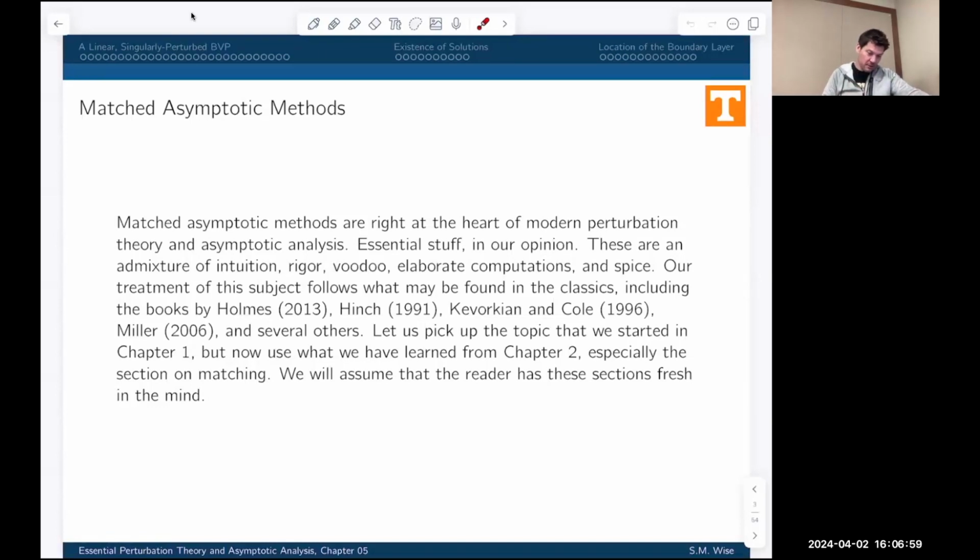So we're going to follow a bunch of different books, and I'll pull examples out of books by Holmes and Hinch. This one is freely available to those at UT through Springer Link. Kevorkian and Cole, I'm not sure about. That's also a Springer book. Miller is an AMS book, but it's quite a nice book.